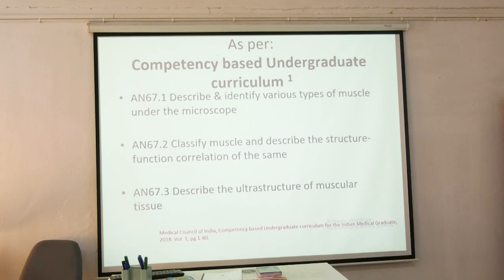Now, describe and identify various types of muscles under the microscope. Classify muscles and describe the structure, function, correlation of the same. Describe the ultrastructure of muscular tissue. Now, ultrastructure you see in the electron microscope. Actually, there is no electron microscope here. You can't forget, but you see it in your books. Okay? Any standard textbook?